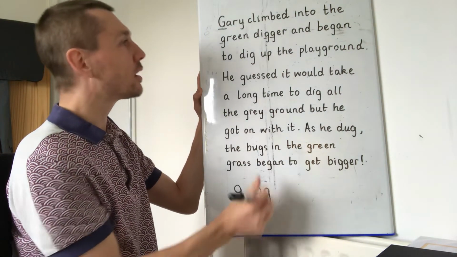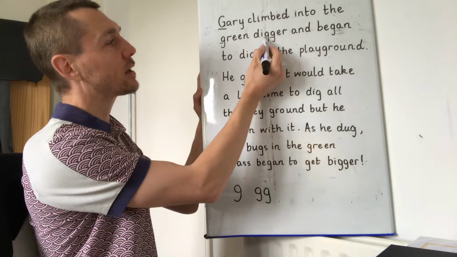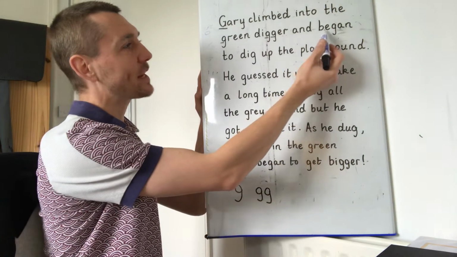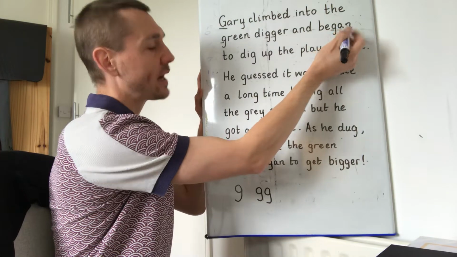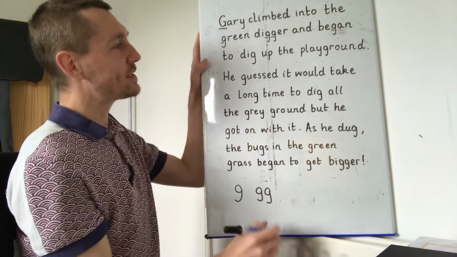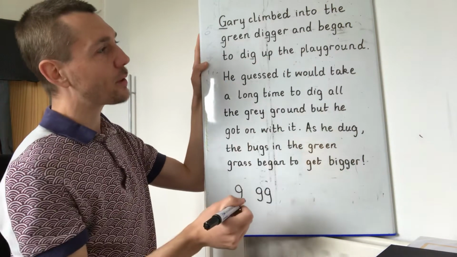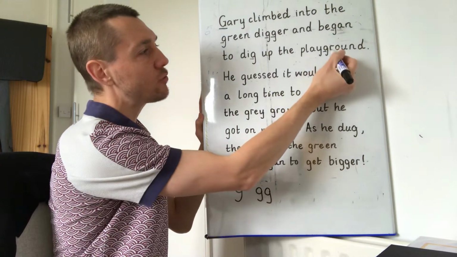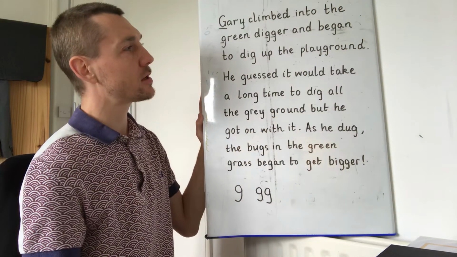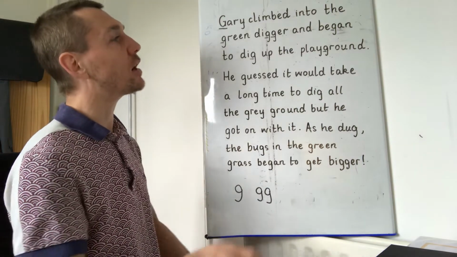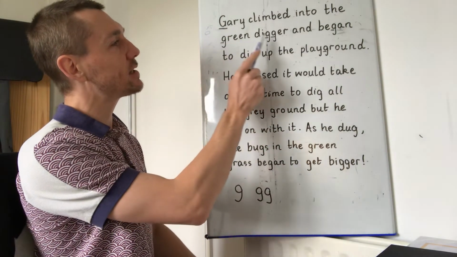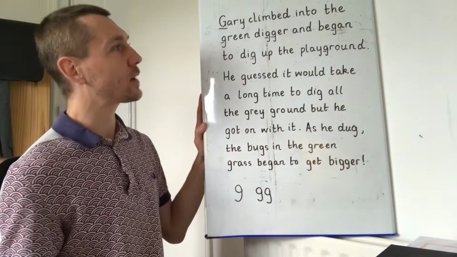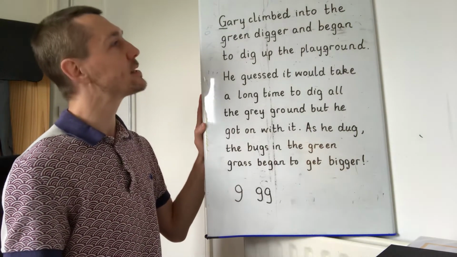Well spotted. Digger, digger. And began, began. To dig, up the playground. Play, ground. So the words that we should have so far are Gary, green, digger, began, dig, and playground. Okay, 1, 2, 3, 4, 5, 6 words.